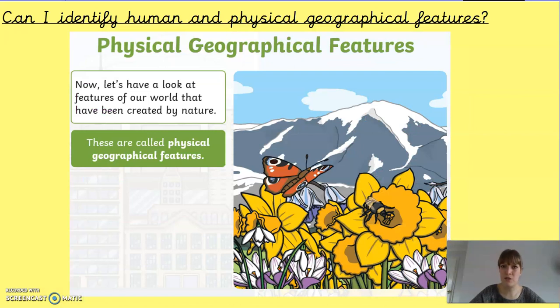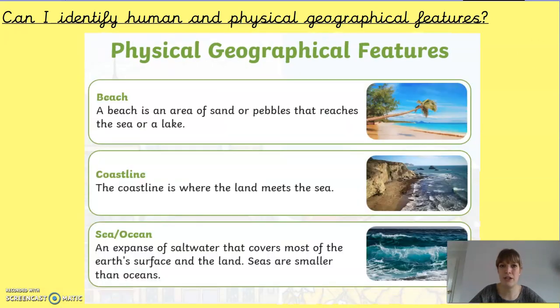And then I've got some physical features here for you. Remember, these are all things that are made naturally, so they're not made by humans. They form on their own naturally. I've got a beach. We all love a nice walk down a beach. This could be sand, this could be pebbles, and it's just a bit of land that reaches the sea or a lake. Got a coastline, so it's where the land meets the sea.